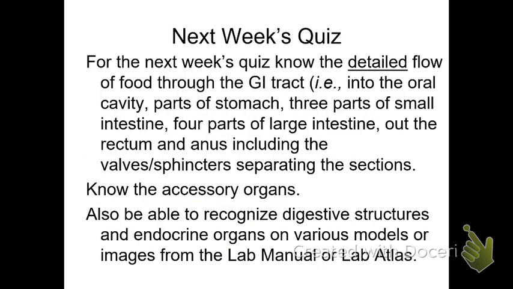For the quiz next week, make sure that you know a detailed flow of the organs through the GI tract. Make sure you know the parts of the stomach. Make sure you know the 3 parts of the small intestine, the 4 parts of the large intestine. Know the rectum, know the 2 anal sphincters. Know the sphincters that separate, for example, we went through the lower esophageal sphincter, the cardiac sphincter, the pyloric sphincter. Know the accessory organs as I just described them, and then also be able to recognize these organs and those endocrine organs on various models or images that are provided in your manuals or at Lab Atlas.